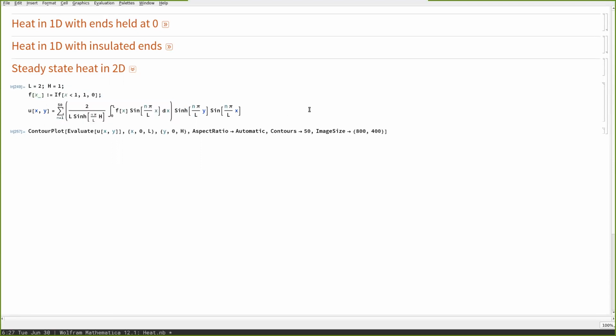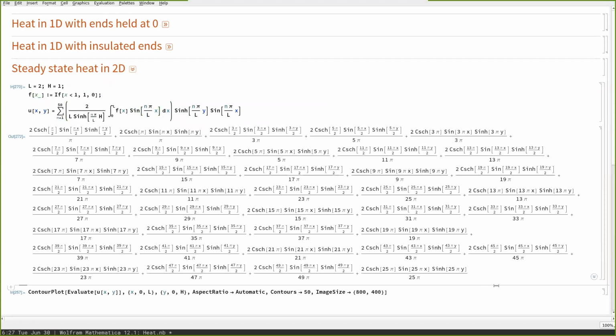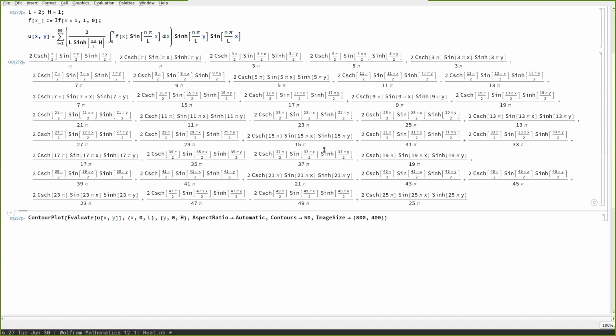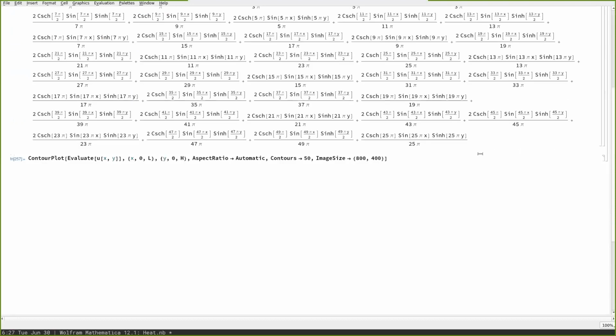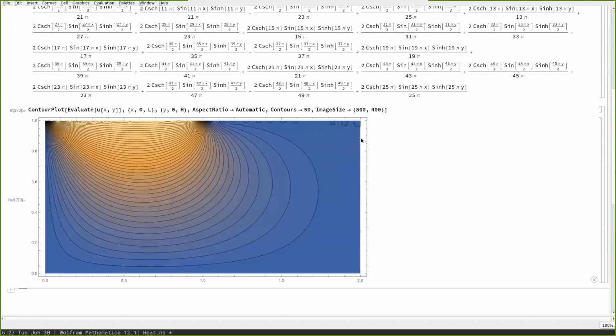So here I'm going to enter my solution, and I'm also going to plot a picture of what the plate will look like after the steady state is reached. So I'm waiting for the machine to calculate. All right, so here are the first 50 terms in the series. I'm going to plot what the plate will look like after a while.